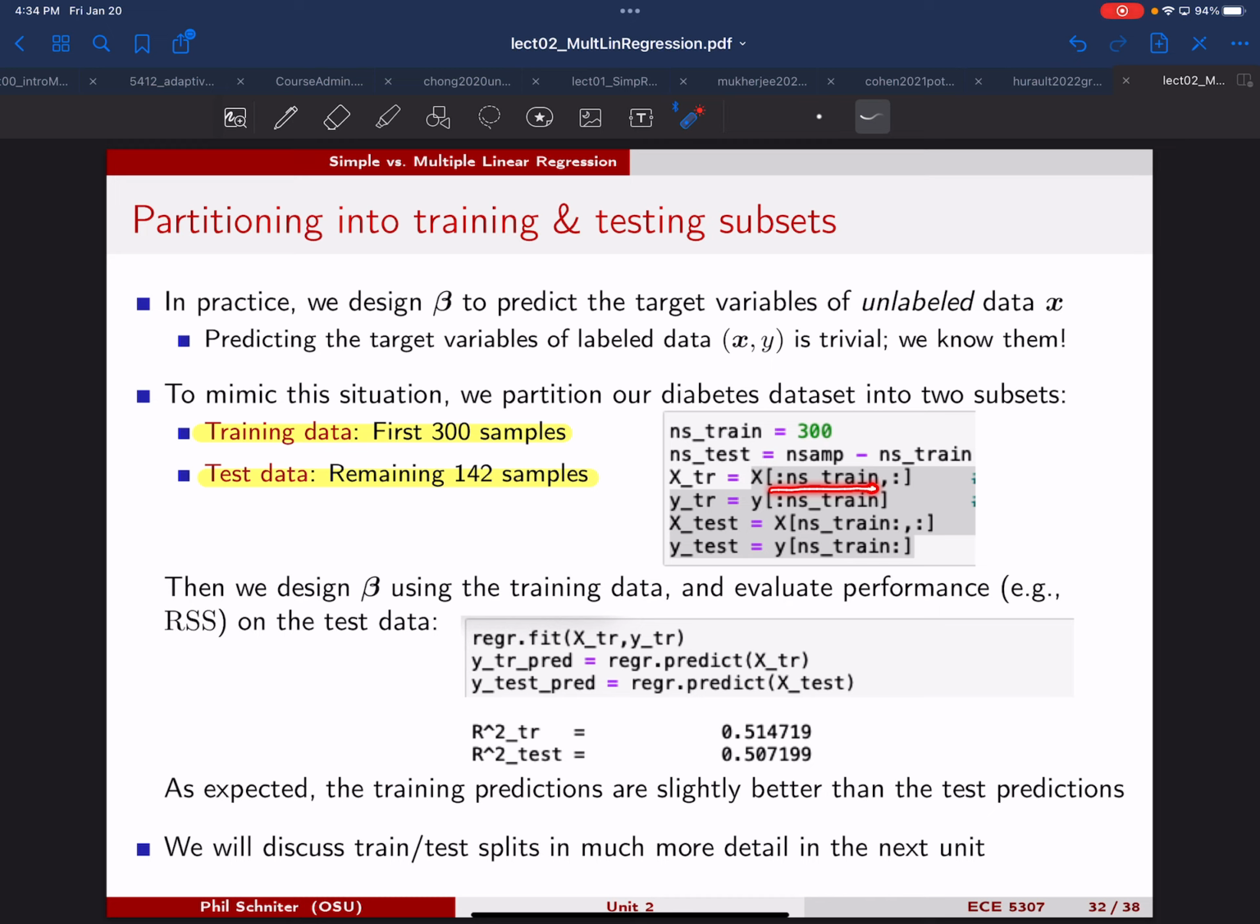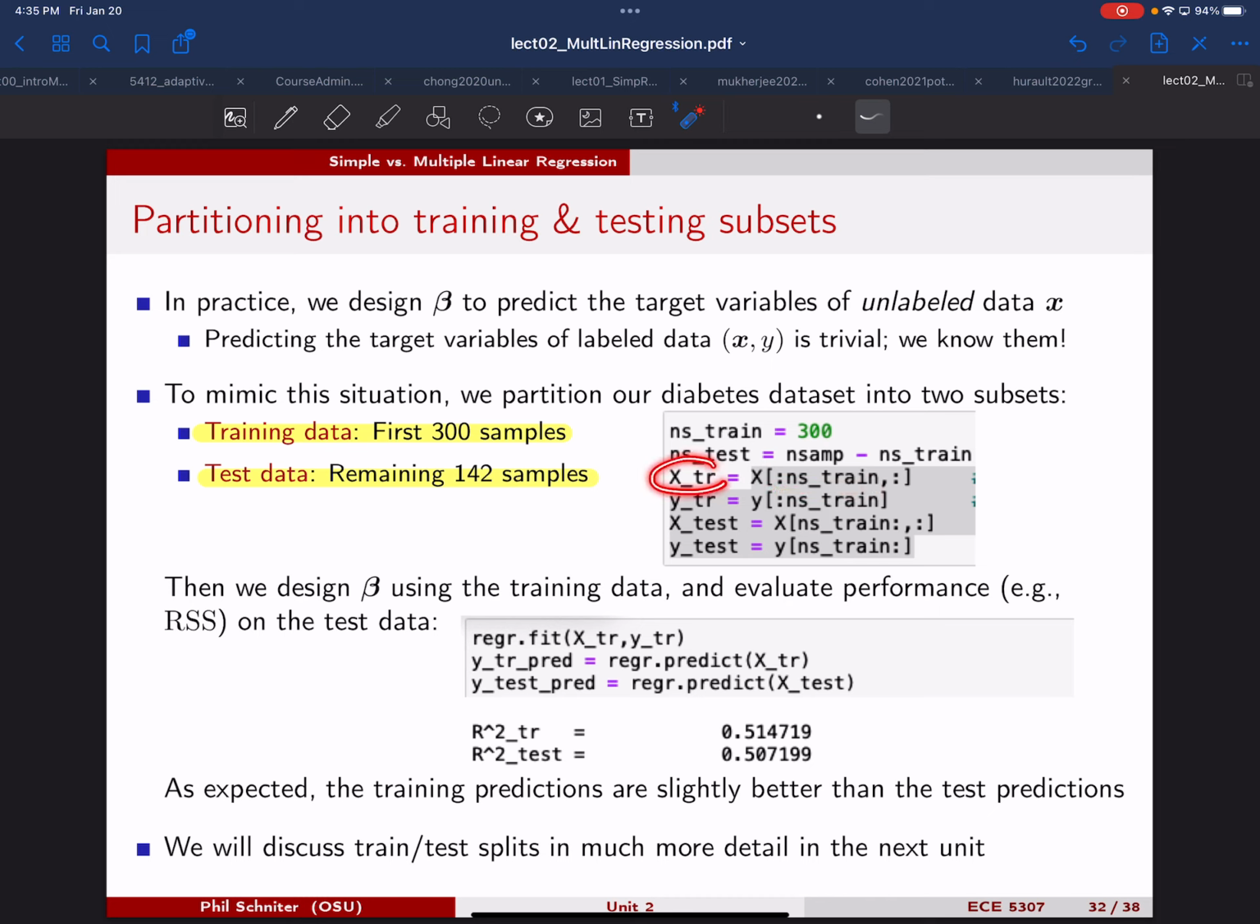Okay, so the way that indexing works in Python, another thing too, if you're coming from MATLAB, MATLAB always starts indexing at 1, whereas Python starts at 0. And it's a little confusing because when you do this, it's going to take the indices from 0 up to NSTrain minus 1. And that way it's going to give you a total of NSTrain indices. Okay, so that's what it's doing.